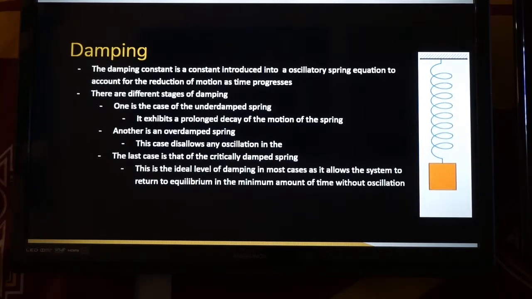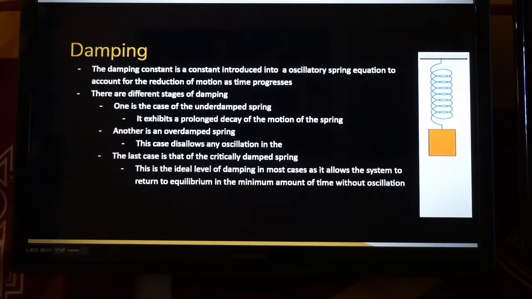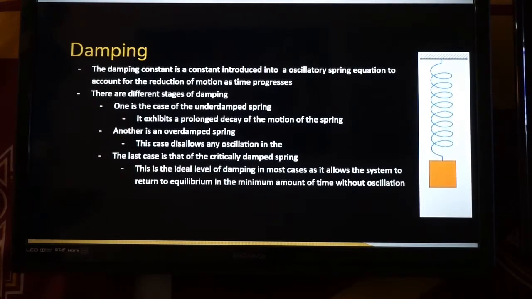The underdamped spring, which is what we're going to be exhibiting in this case, allows long undulations of the spring and soft returns to equilibrium. The overdamped spring and the critically damped spring are pretty similar, as they both don't allow for any oscillations of the spring. It's just that the overdamped spring returns to equilibrium in a longer amount of time than the critically damped spring.